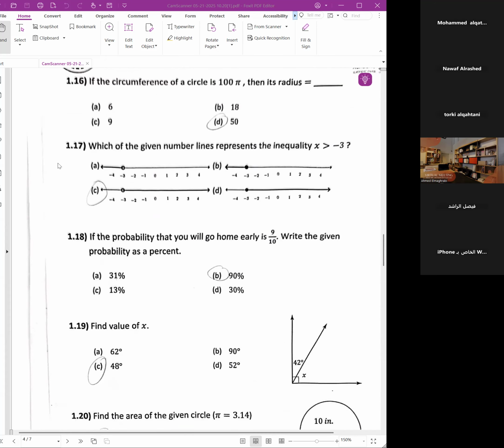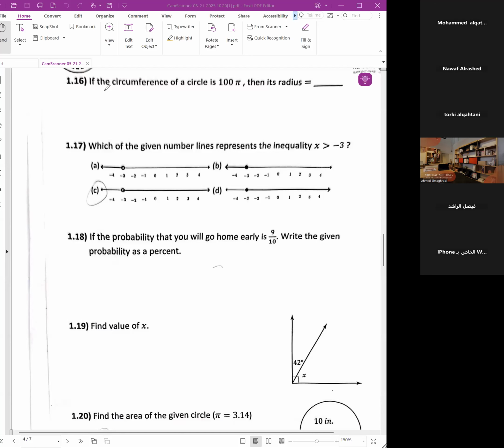Question 1.16. Quick. Write your answers. Are you 100% sure that this is the right answer? Okay. Let me do it with you.